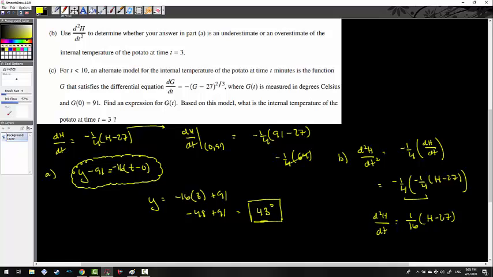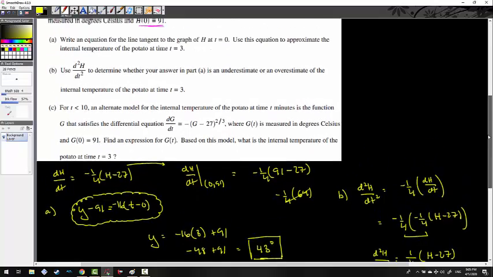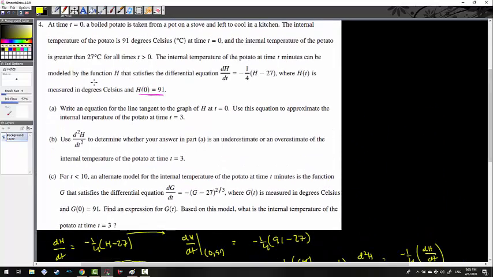So from here, if I'm going to try to tell whether or not my linear approximation is an underestimate or an overestimate, the second derivative becomes necessary because the concavity will tell me whether I'm above or below. But how could I possibly determine the concavity of this thing at t equals 3? Well, if you go back to the original problem, it actually implies it at some point.